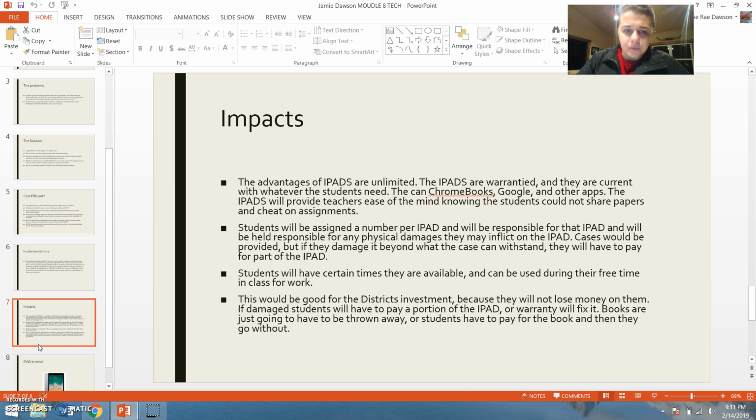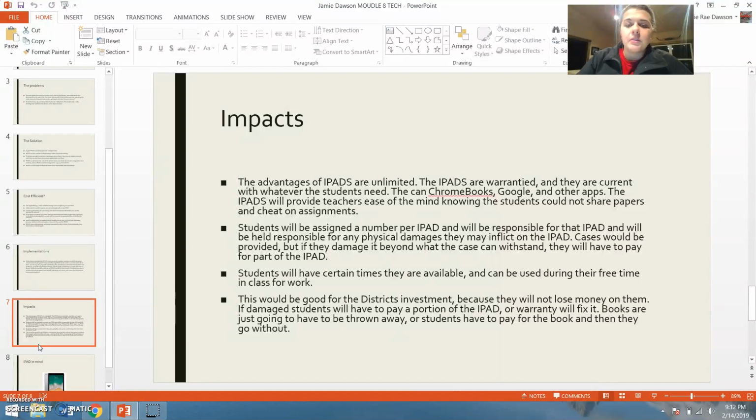And they will be assigned a number. Students will be assigned a number per iPad, and they will be responsible for that iPad. For any physical damages that they may inflict on the iPad, cases will be provided, but if they damage it beyond what the case can withstand, they will have to pay part of the iPad. They will need to be held responsible for it because those are not cheap, and it's something that most districts cannot afford. So they will need to start being held responsible for their actions, and they need to start preparing for life. Money doesn't grow on trees, and they need to figure it out.